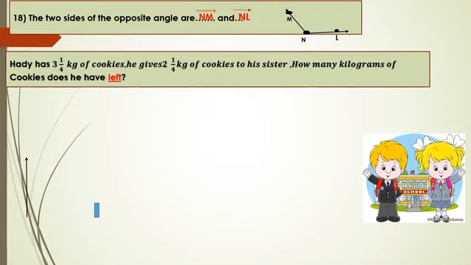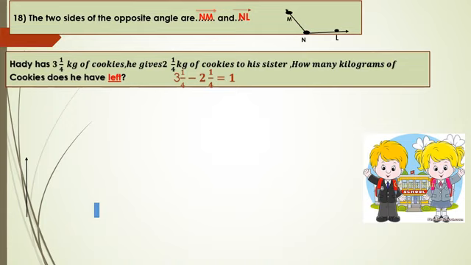Story problem. Hadi has 3 1/4 kilogram of cookies. He gives 2¼ kilogram of cookies to his sister. How many kilograms of cookies does he have left? Left means minus. So in this story, we want to subtract two mixed numbers, 3¼ and 2¼. So we subtract them. 3¼ minus 2¼.